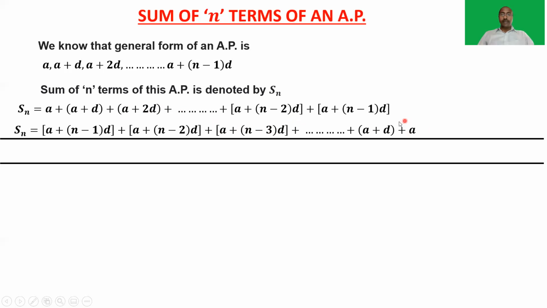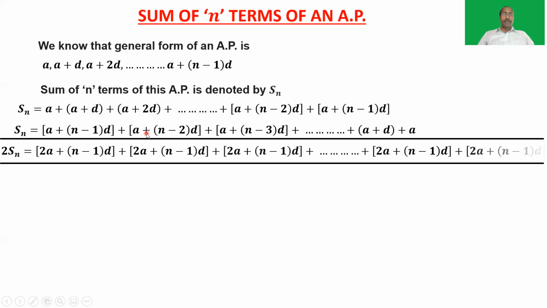And the second from last is a plus (n minus 2) into d plus a plus d, again equal to 2a plus (n minus 1) into d. And the sum of the last terms is also a plus (n minus 1) into d plus a, that is 2a plus (n minus 1) into d. That is, all the terms are equal to 2a plus (n minus 1) into d. In that way, we get 2Sn is equal to 2a plus (n minus 1) into d, 2a plus (n minus 1) into d, up to the last term, which is also 2a plus (n minus 1) into d.